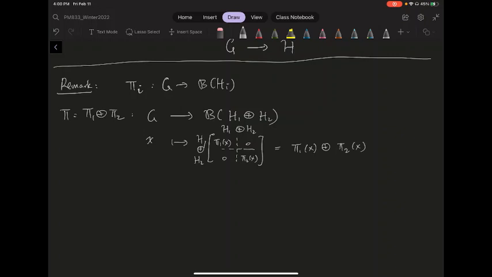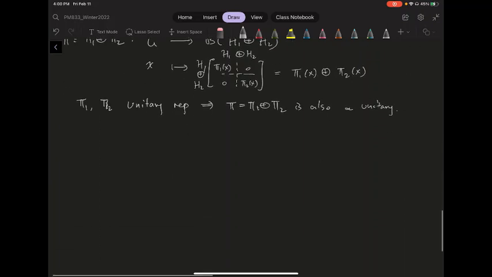So as you can see, this is again a unitary representation, as long as pi_1 and pi_2 are unitary. If pi_1 and pi_2 are unitary representations, then pi, their direct sum, is also a unitary representation. A lot of these representations come from such direct sums, and you want to break them into smaller ones that are not direct sums. That's the idea of the irreducible ones.